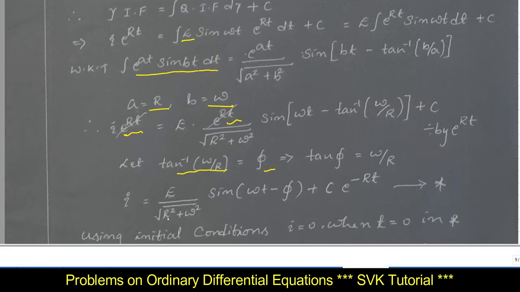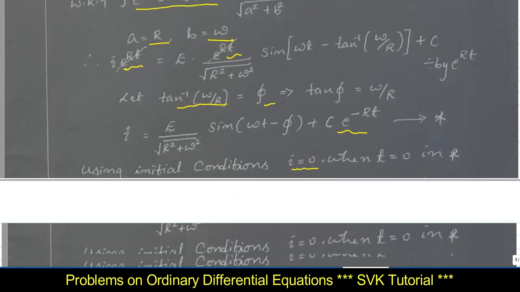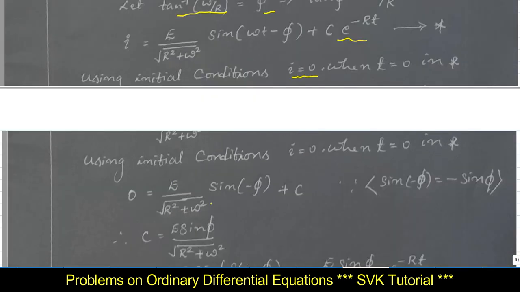So I equal to E by square root of R square plus omega square, sine of omega t minus phi, plus C times e power minus Rt, as we have divided by e power Rt. Now using the initial condition, the current is 0 at time 0. So therefore I equal to 0 when t equal to 0 in equation star. We are going to get 0 equal to E by square root of R square plus omega square, sine of minus phi, plus C.